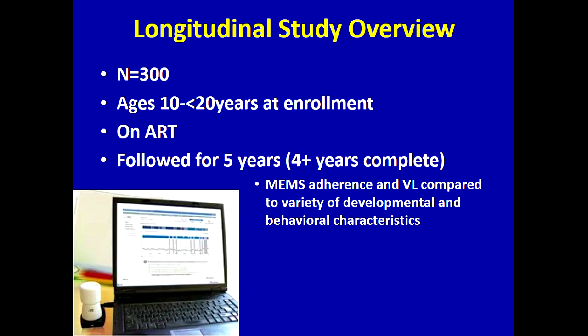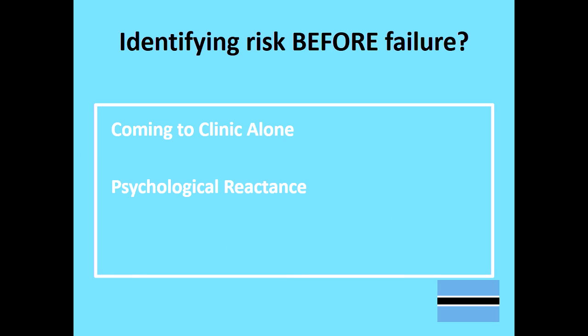So at entry into the study, the patients had to be between 10 and less than 20 years of age, and each of the patients had a MEMS bottle on their medications, which lets us know every time they open up their medications to take a dose. And the team in Botswana is blinded to these data so that they're not able to give feedback to the adolescents if they're not opening their bottles. And we have a very strong relationship between virologic data and what we're seeing from the MEMS caps.